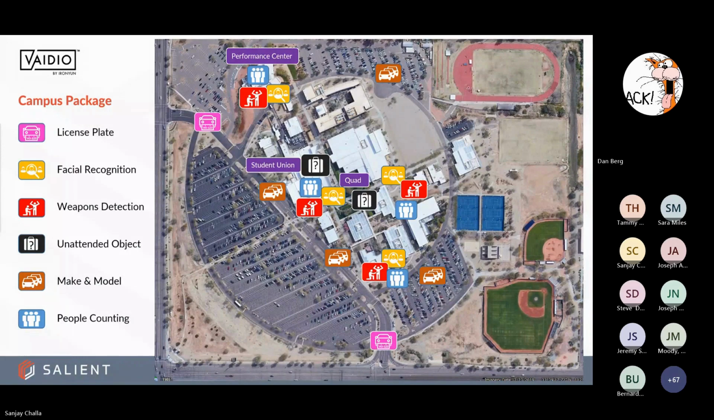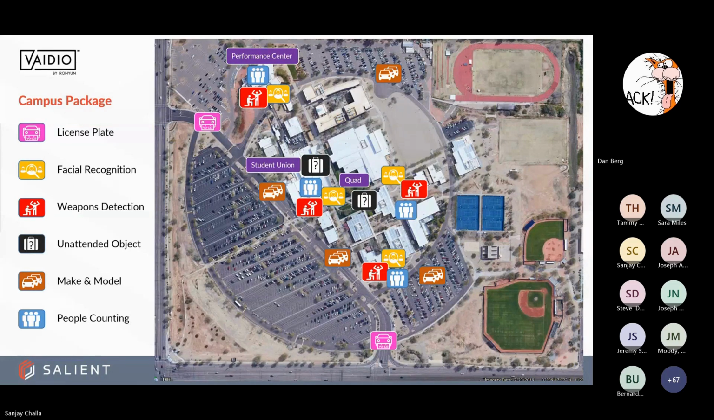Also people counting. And then in the quad, the main central open area, and also in the student union, we put an object left detection, in case somebody deposits a backpack. And in this day and age, that's suspicious, and you want to treat it with care. So being able to be alerted upon that is very key. So I hope that makes sense on that map and how we put together the campus package. I think it covers most of the bases that people would want in terms of analytics.